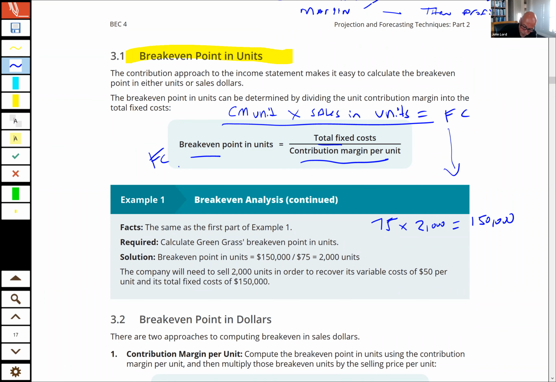Okay. So if you divide what, actually, I don't know what the sale in units is here. The sale in units is the thing we're trying to solve for here, right? Okay, so $75 times sales in units, whatever that is. Then you divide both sides by the contribution margin, right? And so they determine that you have to sell 2,000 units to break even.